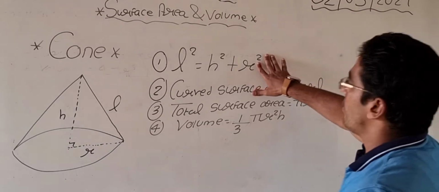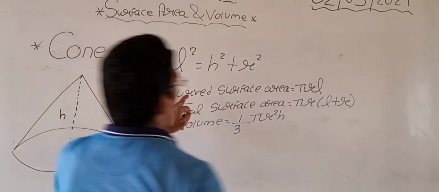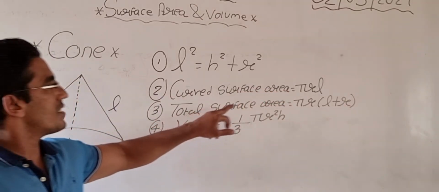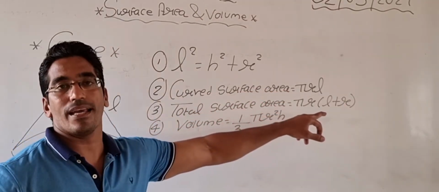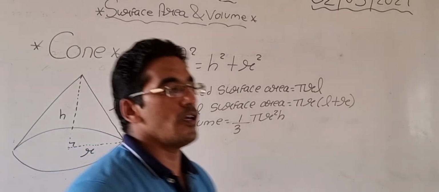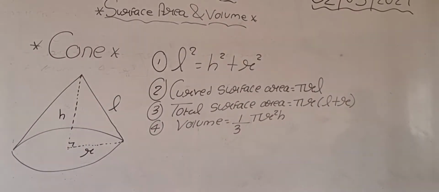First, l square is equal to h square plus r square. Number 2, curved surface area is equal to pi r l. Number 3, total surface area is equal to pi r in the bracket l plus r. And last, volume is equal to 1 upon 3 pi r square h. Now we will see the sums where we can apply these formulas.